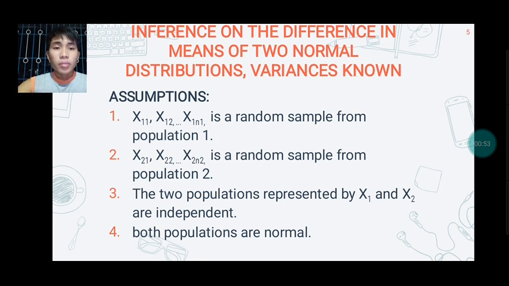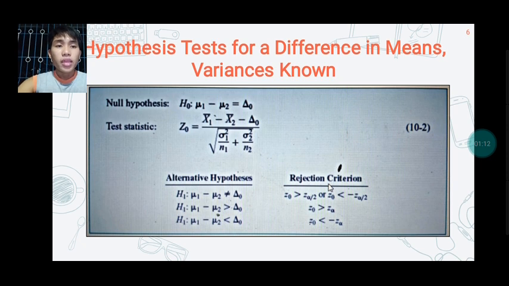x sub 11, x sub 12 to x sub 1n is a random sample from population 1. So here is a random sample for population 2. The two populations represented by x sub 1 and x sub 2 are independent and both populations are normal. So hypothesis test for a difference in means and variances known. We have the null hypothesis, and test statistic. We have the formula and also the alternative hypothesis and rejection criterion.